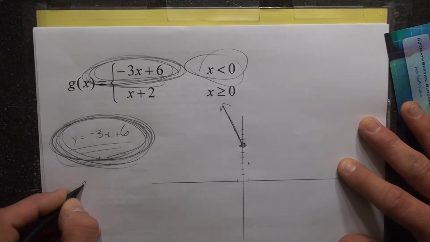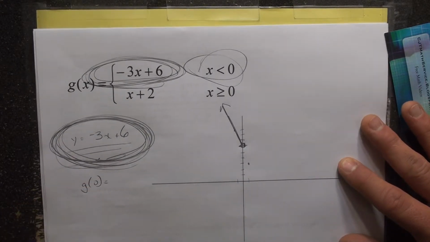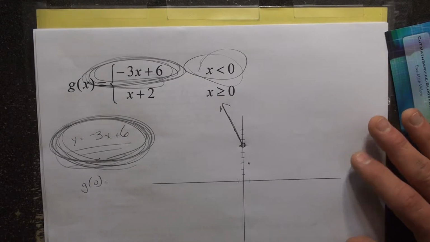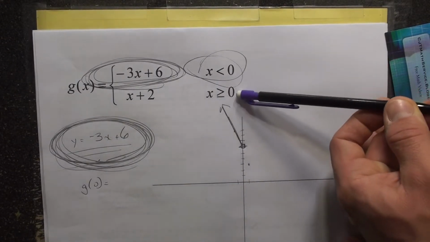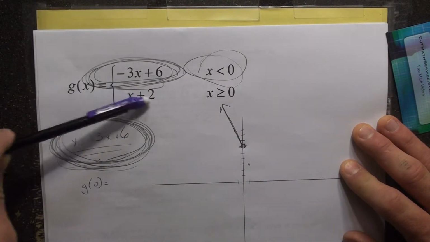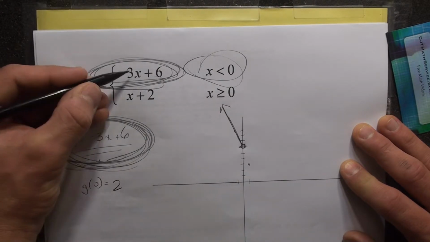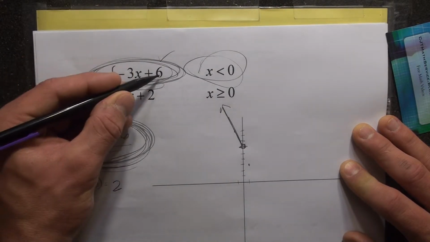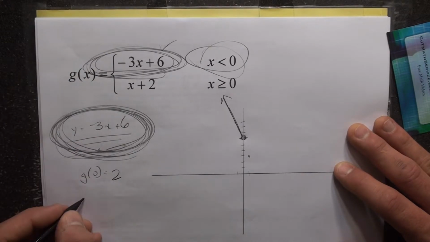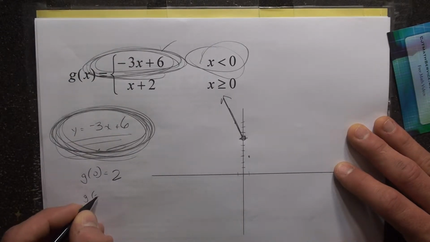All right? And the reason is because what is g of 0? Well, this is when x is greater than or equal to 0. So g of 0 is definitely 0 plus 2, which is 2. G of 0 is not 6. G of 0 is definitely not 6. It's definitely 2.